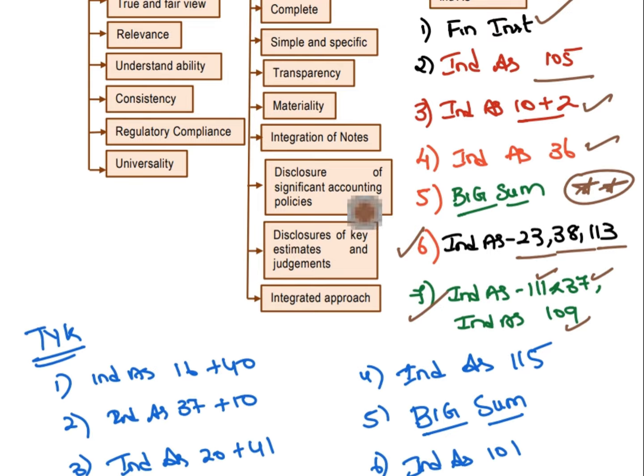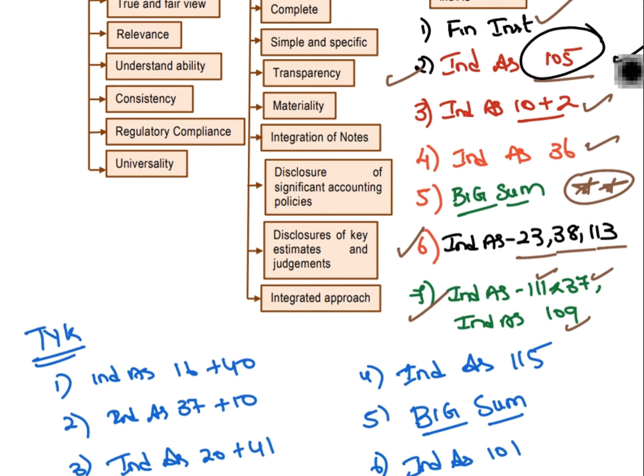You can mark this in your book. So whenever you are doing Ind AS 105, along with it you also make sure that you complete this question, such that whenever you are completing the chapter, then and there you will complete this question also. That way you will be completing this chapter.